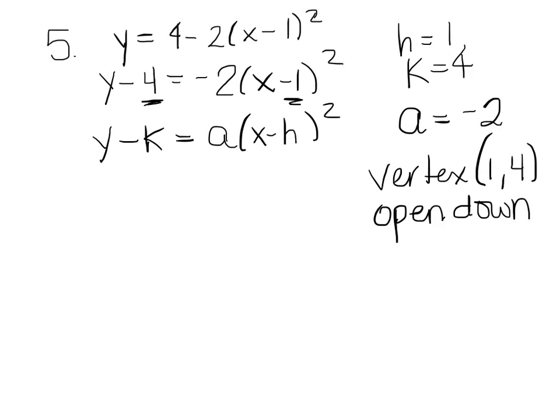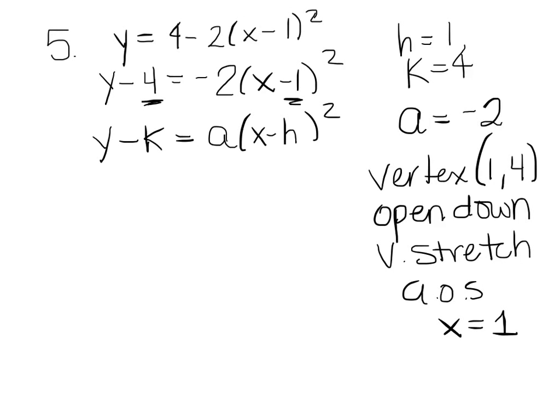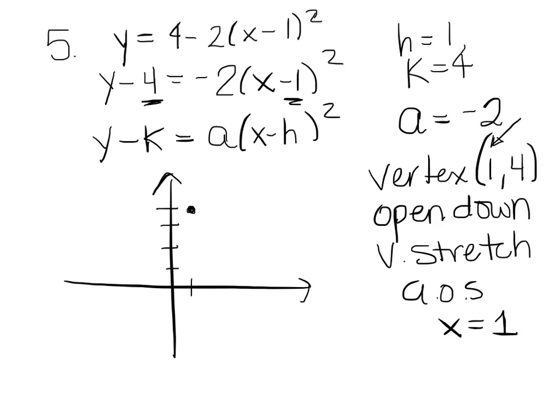From looking at the a value, it's negative, so I know it's going to open down. And also from looking at the a value, I know it's going to be a vertical stretch. So it's going to be a little taller and skinnier than my parent function. And of course, the axis of symmetry, if I were asked for it, is x equals 1. You always use x equals, and you always use the value of the x in the vertex right here. Alright, let's go ahead and graph it. I have a vertex at 1, 4. I know I'm going to open down with a vertical stretch.